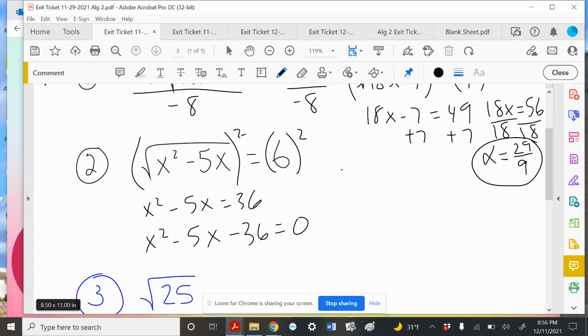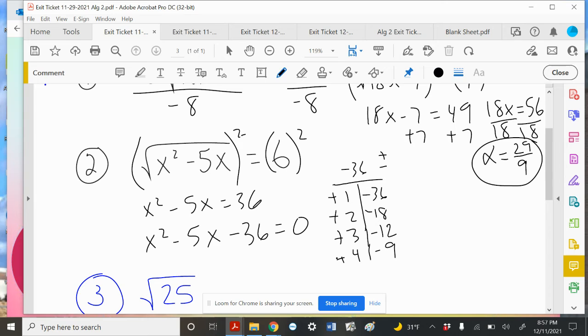And then I'm going to factor. So I look at the -36. I see this first negative with a 36. That tells me that the two signs have to be different. And then this one tells me that the larger number has to be negative. So I'm going to do plus, minus. So I have 1 and 36, 2 and 18, 3 and 12, and 4 and 9. And these are the ones that add up to -5.